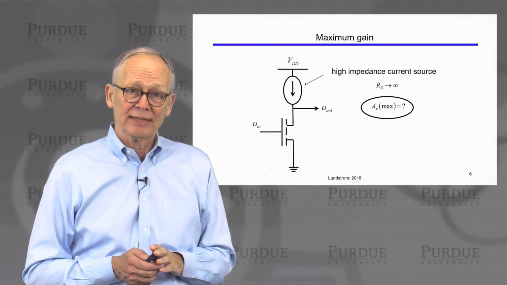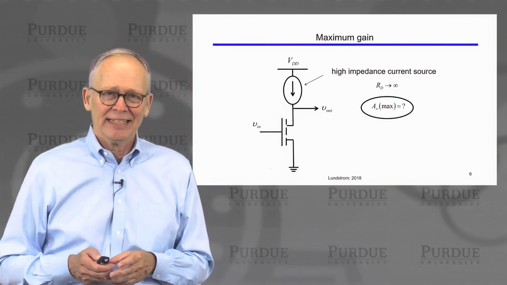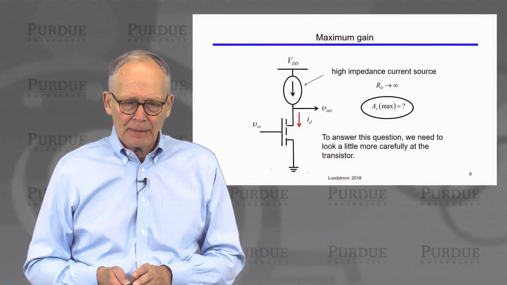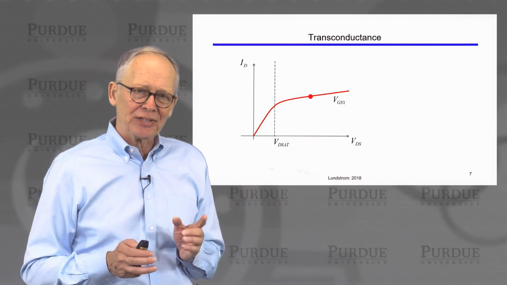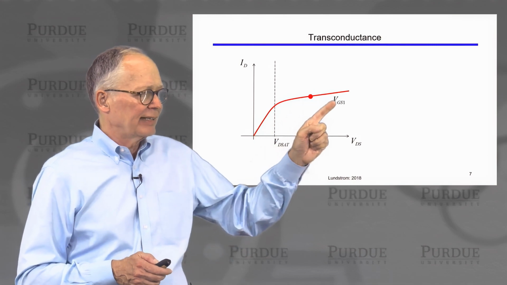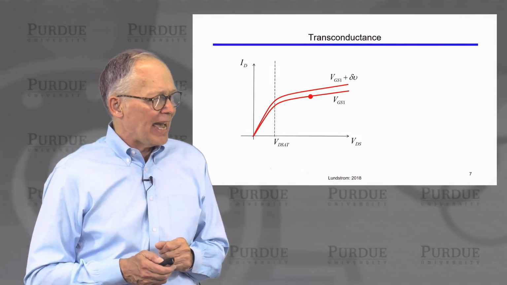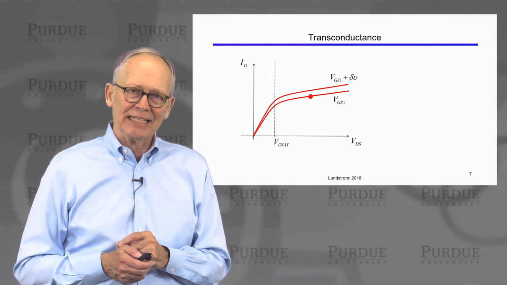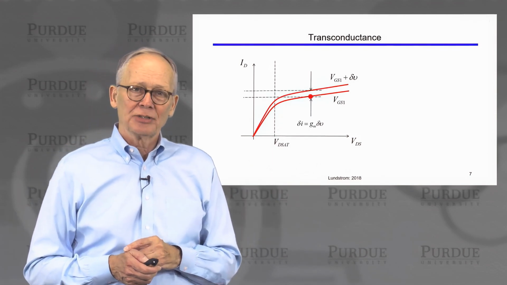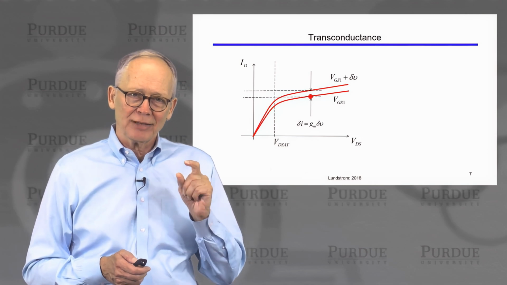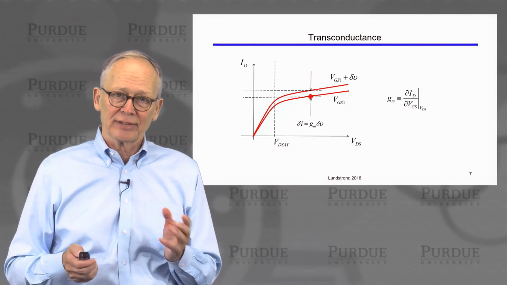And then the question that we have is, what is the gain? Well, the gain isn't infinite because we have to look in a little more detail at the transistor. Okay, so to answer this question, let's look in a little more detail at the transistor, but just to back up for a second. If I have an IV characteristic like this at some fixed gate to source voltage, V_GS1, and then if I add a little delta V to that gate to source voltage, I'll get a little more current. And that little more current will be proportional to the increment in the gate voltage. And that constant of proportionality is what we've called the transconductance.